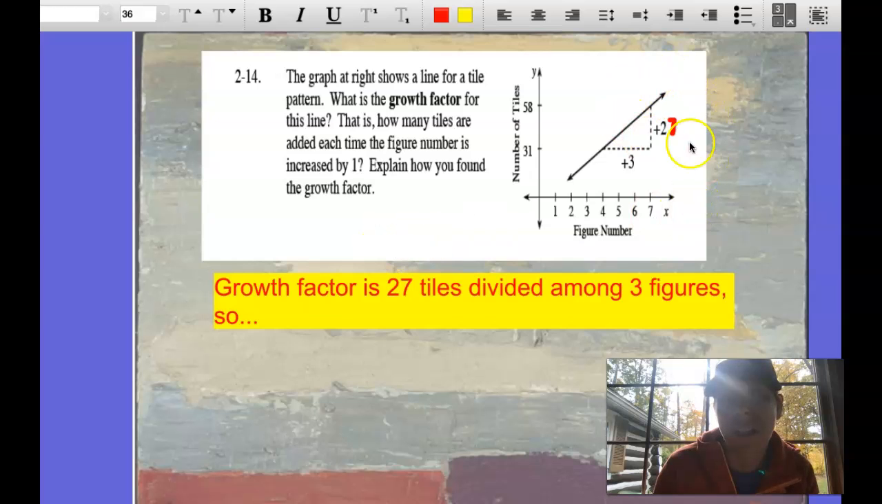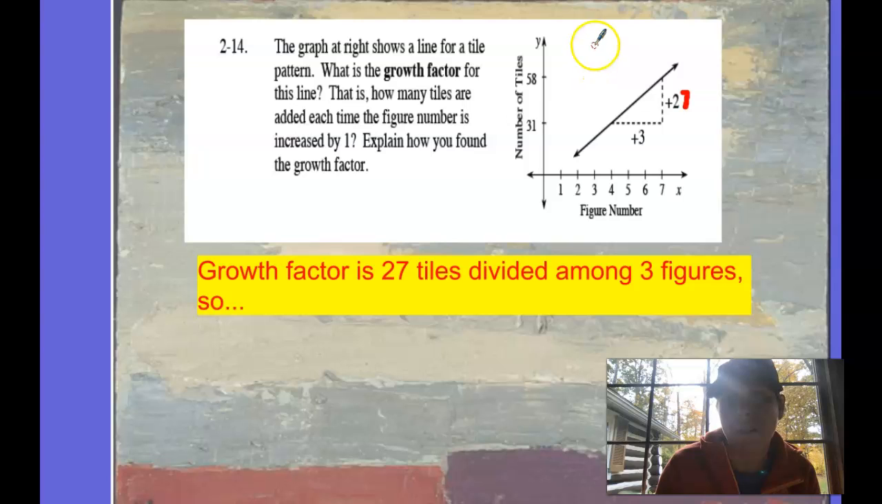Hopefully you saw my note in the lesson plan that there should be 27 here for our change in y. Hopefully that makes sense to you, because we have a 58 here and a 31 highlighted on the y-axis. So 58 minus 31, let me just jot that in here, gives us that 27.